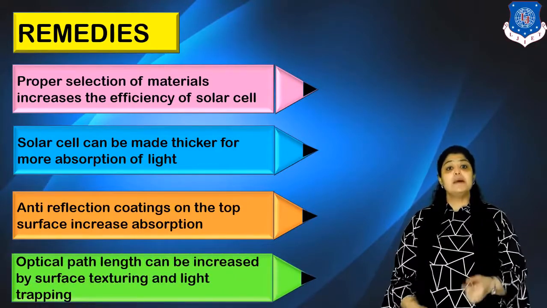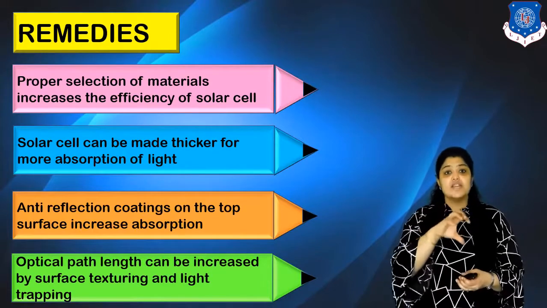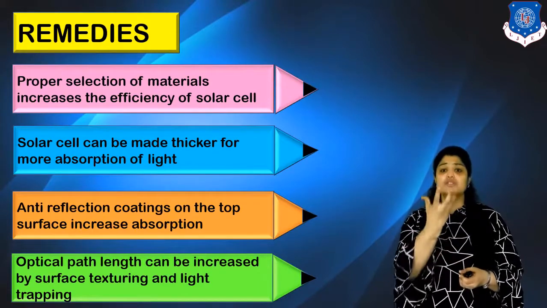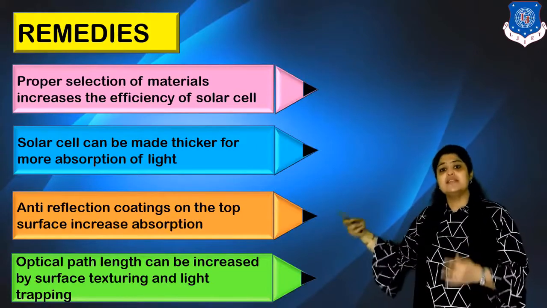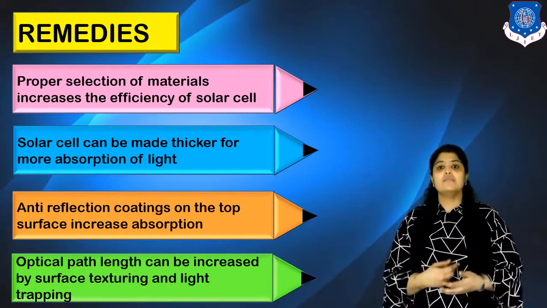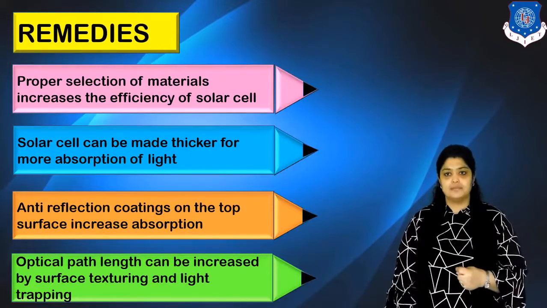Lastly, optical path length can be increased by texturing the surface or by trapping the light. You can just trap the light more to get more absorption. So these are some of the remedies which can overcome the optical losses in the solar cell.